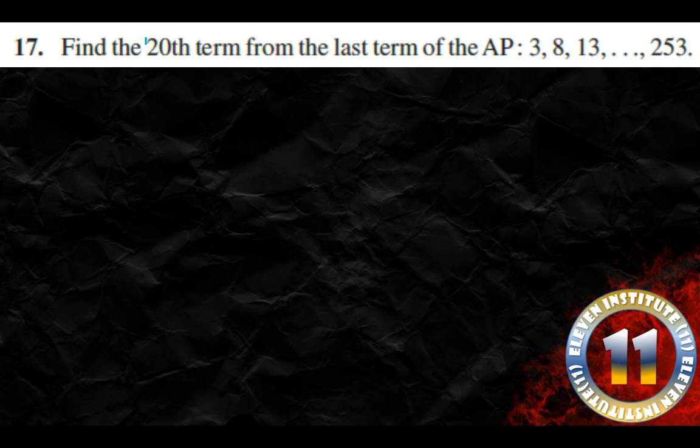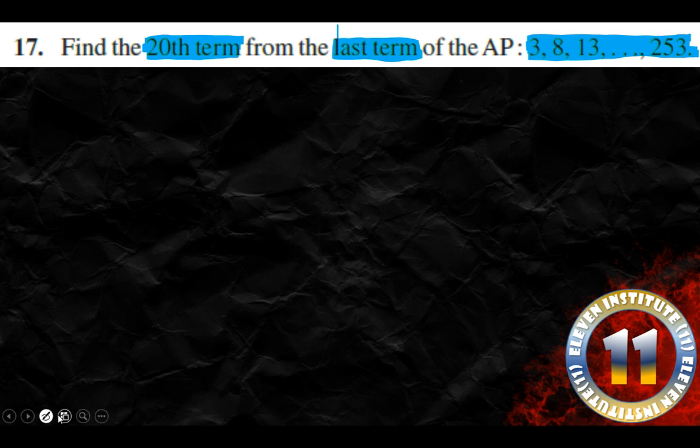What we want? 20th term. 20th term from where? From last. We have done a sum like this previously of this arithmetic progression. 20th term from last of this particular arithmetic progression. So we have seen two methods for this, and this time definitely we will apply a short method. Let us try that.